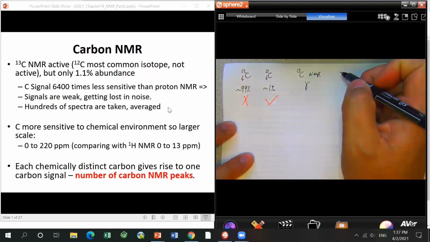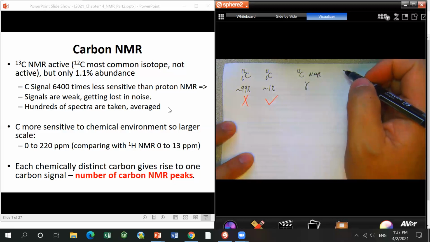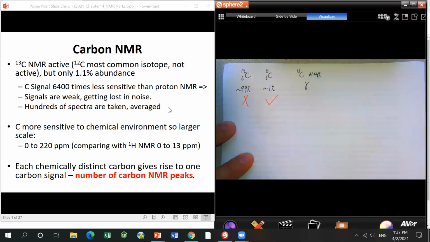Because of such low sensitivity, if you want to record carbon NMR, the signal is easily buried under other noise. So to get a decent carbon NMR signal, you have to take many scans, build up the signal, and cancel out the noise. Then you can get a decent carbon NMR.